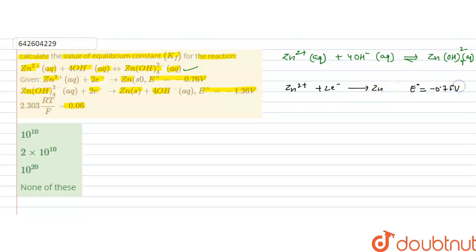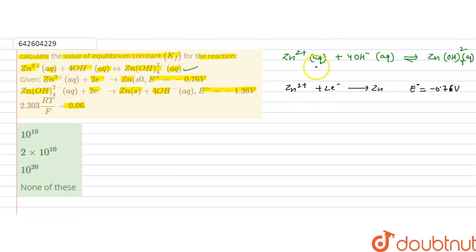So in this question we have to calculate the equilibrium constant for this reaction, that is Zn2+ plus 4 OH- aqueous. And another reaction that is given is Zn2+ plus 2 electrons forms Zn, and E naught value is minus 0.76 volt.